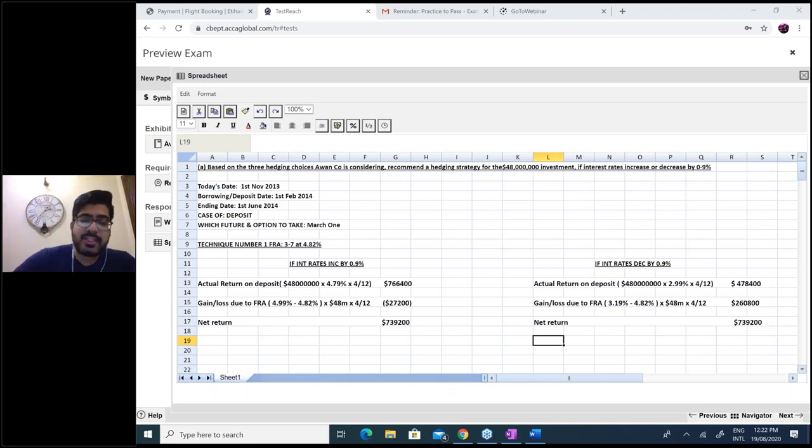If interest rates decrease by 0.9, what are the current rates? Current rates are the interbank rates, 4.09. If the interest rates fall by 0.9, so 4.09 is the current rate. If they fall by 0.9, became 3.19. And if current rates are 4.09, it rises by 0.9, becomes 4.99. No, Salima, it's included in the FRA rate, all the commission.